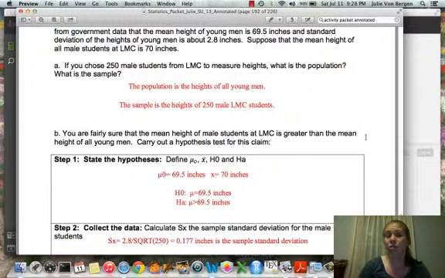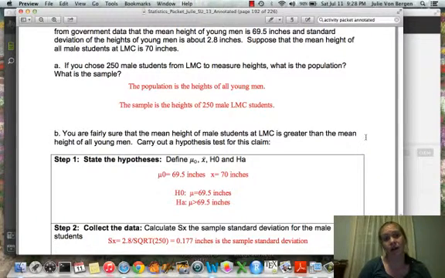If you choose 250 male students from LMC to measure heights, what's the population and what's the sample? So here we're thinking of the population as being the heights of all young men. So we can say the population is the heights of all young men, and we can assume we're in the US or in the whole world. And the sample is the heights of 250 male LMC students.